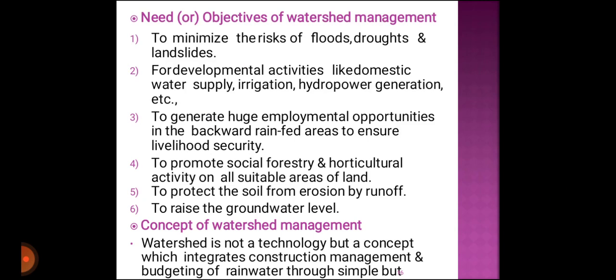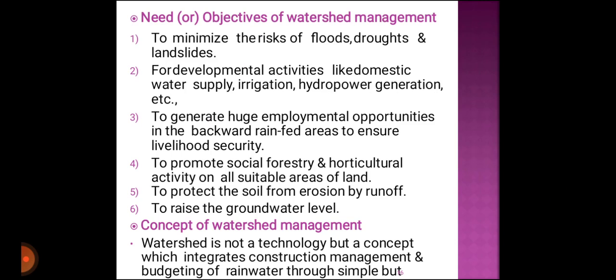Then to generate huge employment opportunities in the backward rain-fed areas to ensure livelihood security. Then to promote social forestry and horticultural activity on all suitable areas of the land. Then to protect the soil from erosion by runoff. To raise the groundwater level. So these are all the main objectives of the watershed management.